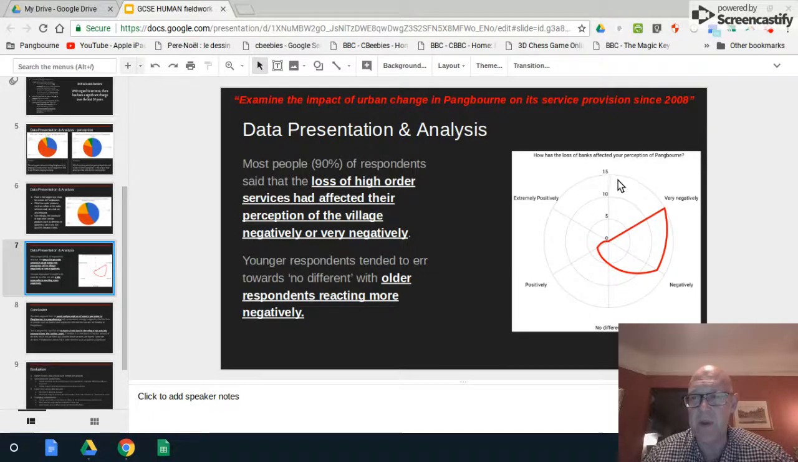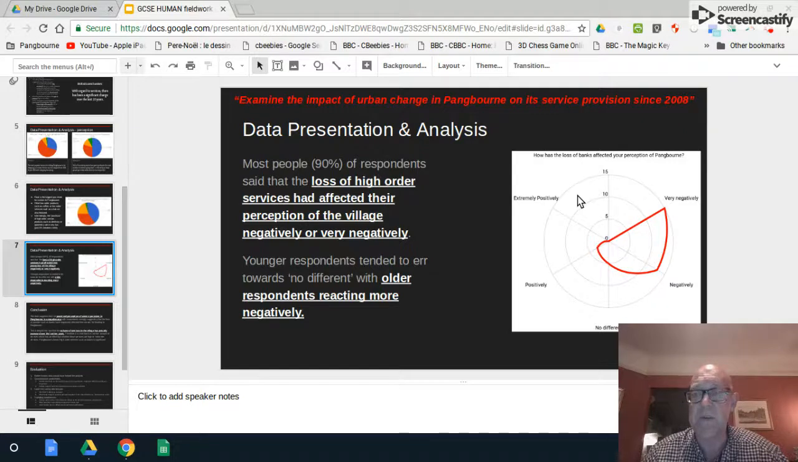The important thing is that where you see the red line, you get a higher, in this case, how has the loss of banks associated with perception of Pangbourne? So this is another type of graphing methodology. And the further out the red goes, the higher the respondees. So most people, 90% of respondents, said that the loss of high order services has affected their position in the village negatively or very negatively. So negative rather than positive.